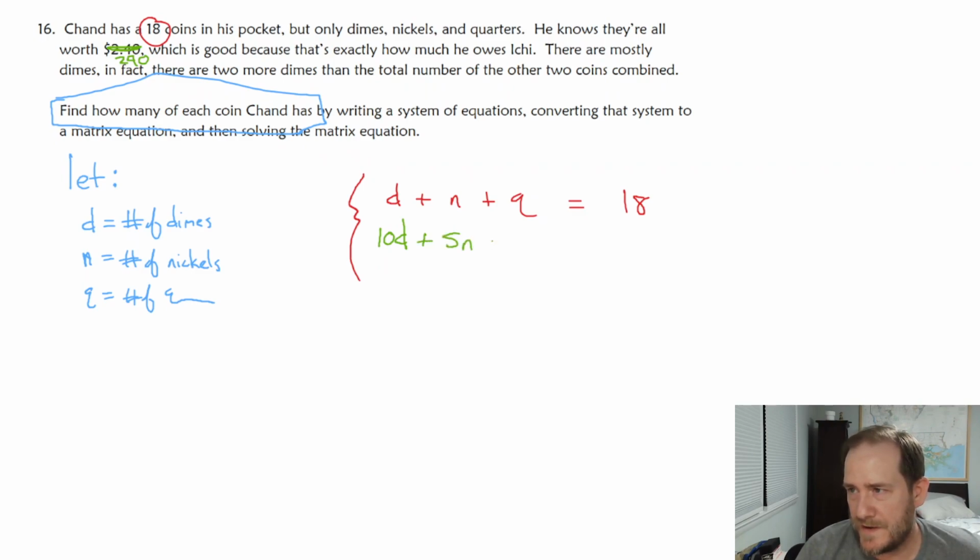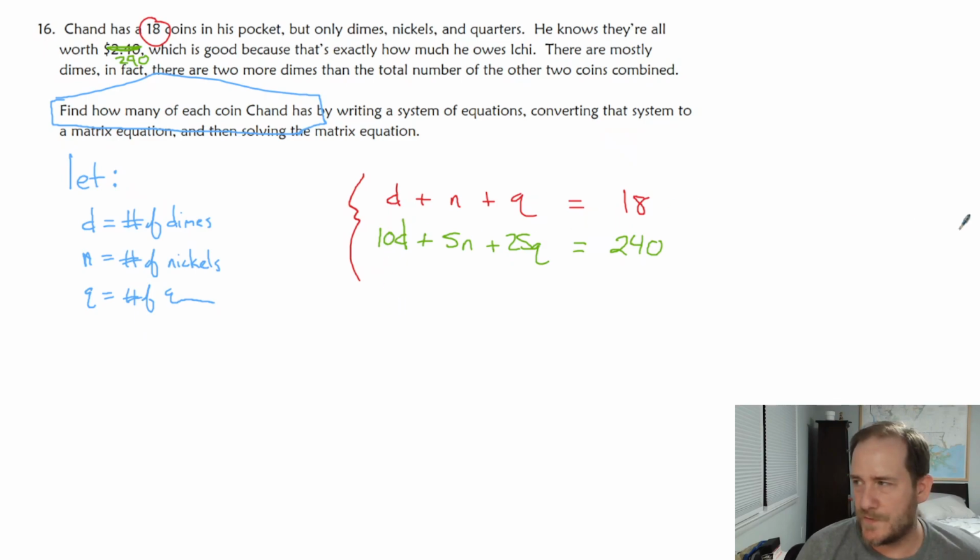You can go 5N, 25Q. But just remember, that doesn't equal $2.40. That equals 240 cents. So lose the decimal here. If you didn't use the decimal here, then you gotta lose it here. Right here. Alright, and then finally, the third equation is often kind of the trickier one.